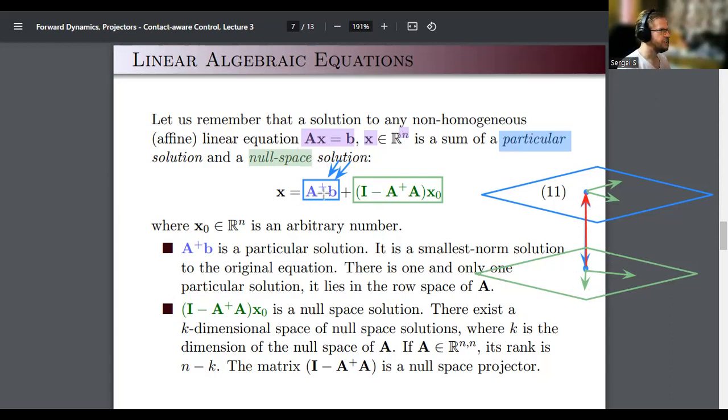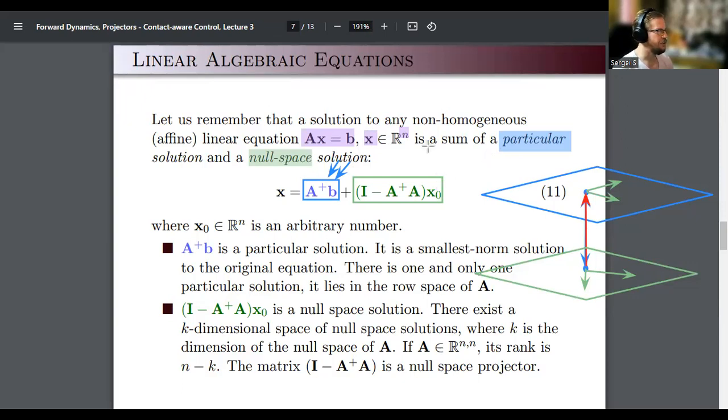Okay, so this is a particular solution. Only one exists. By the way, it also lies in the row space of A. The row space, again by definition, more or less, is the space of particular solutions to the equation Ax equal to b. So all particular solutions to this type of equations constitute the row space of matrix A. Right. Now let's look at the null space solutions.